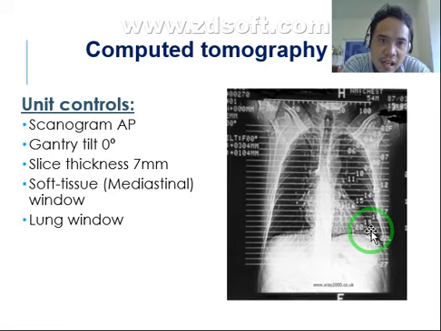Gantry tilt is 0. That is the typical gantry tilt, actually there is no gantry tilt. Slice thickness is 7 millimeters. Soft tissue or mediastinal window and lung window are recommended for our window width and window level settings.